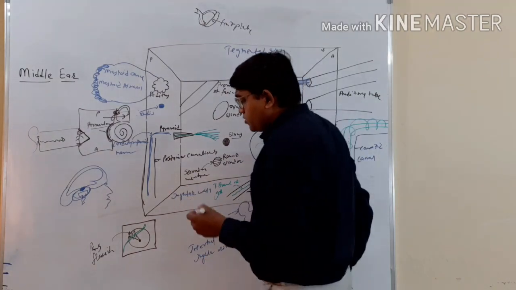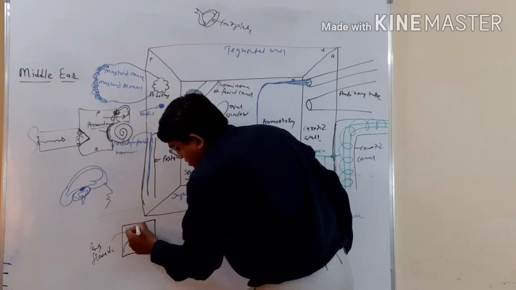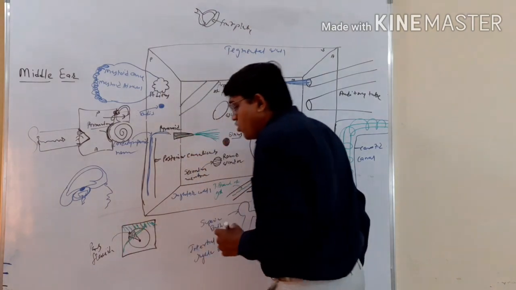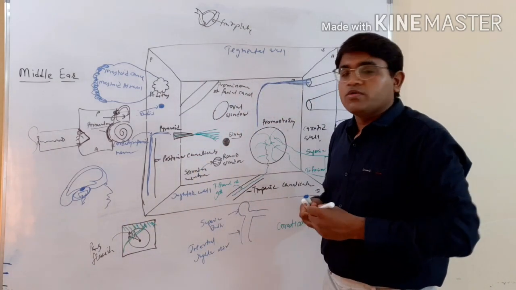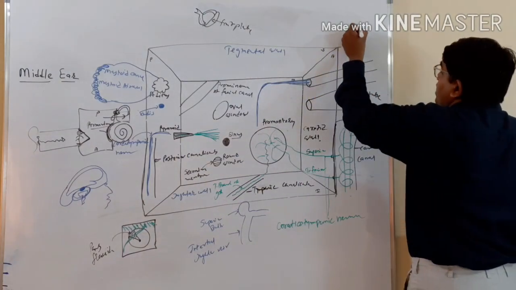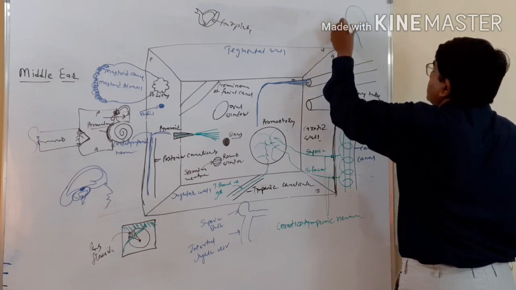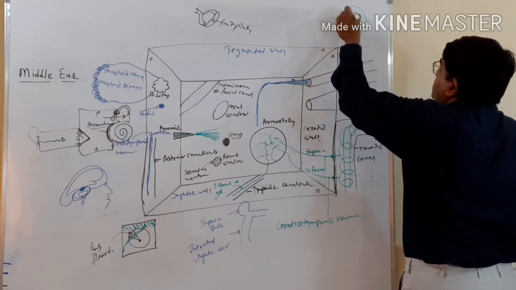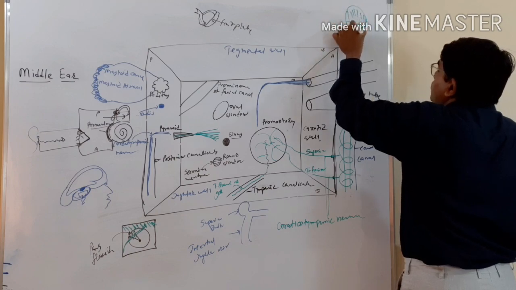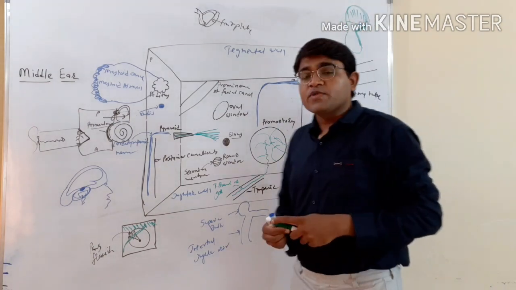The superior part of this lateral surface of the middle ear cavity is formed by the petrous temporal bone. Okay, because we have seen that the middle ear cavity is divided into two parts, the tympanic part and the epitympanic part. In this epitympanic part, there is no tympanic membrane on its lateral surface. So this area is formed by the petrous temporal bone.